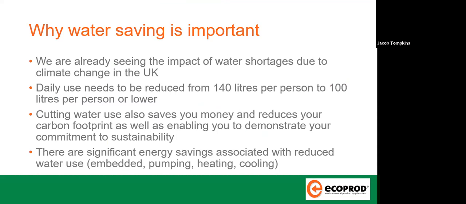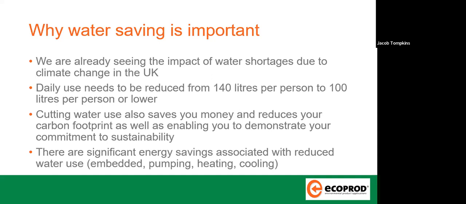Right, thanks, Marcus. So why is this important? You've all heard about the global water crisis, I'm sure. What does this actually mean in the UK? Well, we're already starting to see the impact of water shortages due to climate change. You probably saw that just yesterday there was another hosepipe ban announced in Devon that will run probably until December.